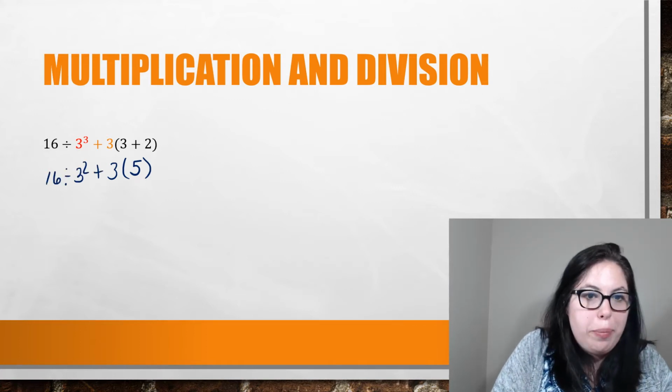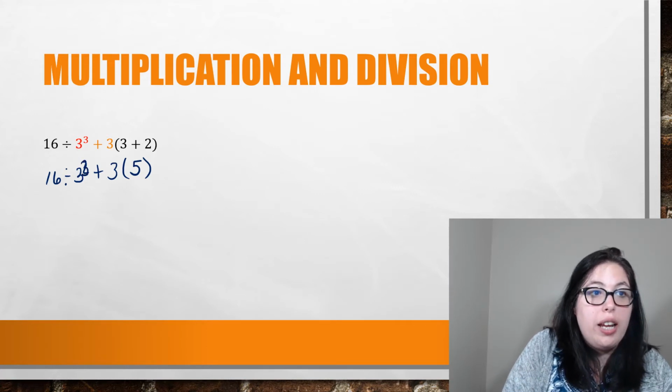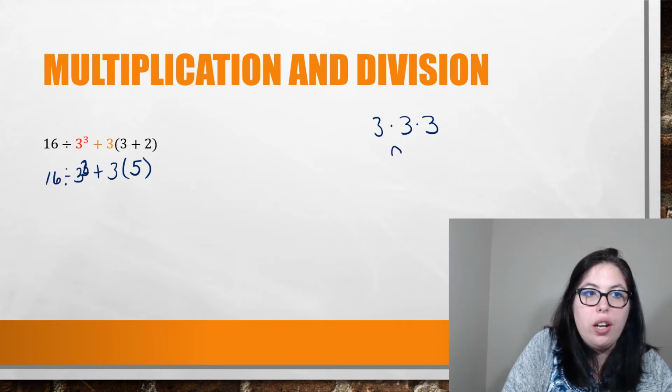Now I have to do my exponent, which I skipped. I skipped that slide. But 3 squared, or 3 expanded, is just 3 3's in repetitive multiplication. So that would be 9 times 3, which is 27.